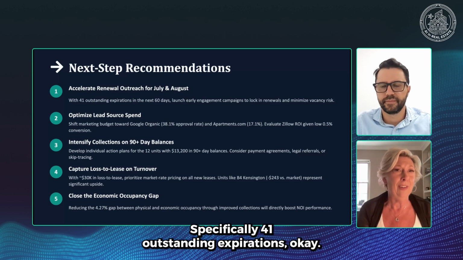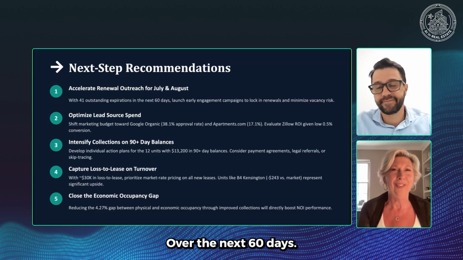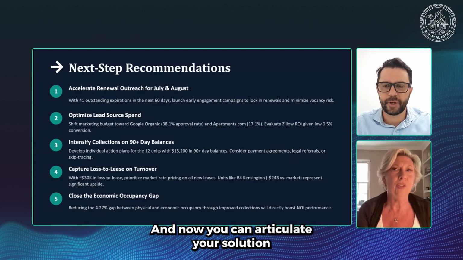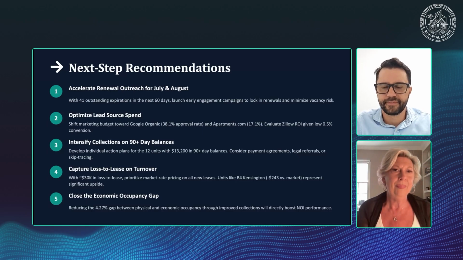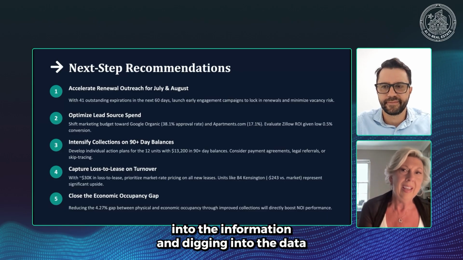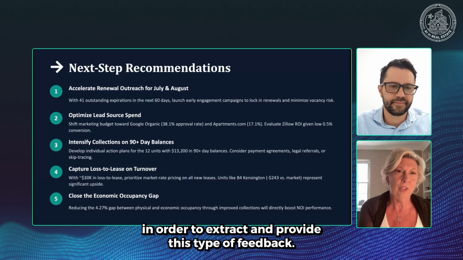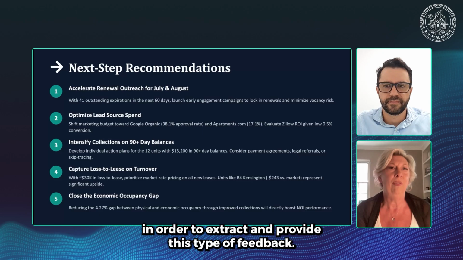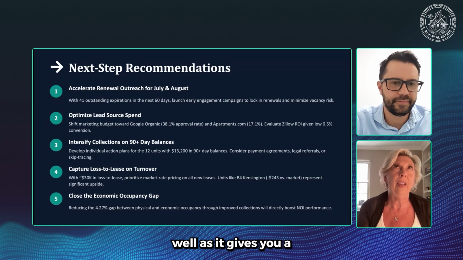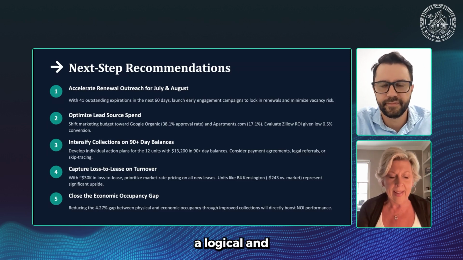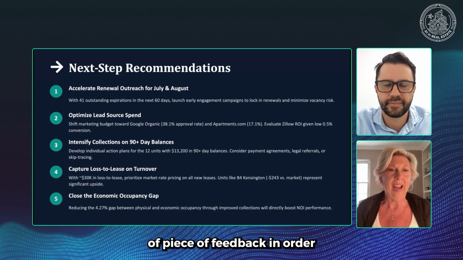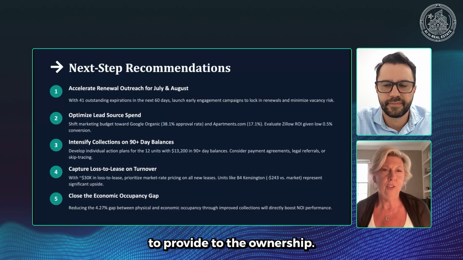Specifically, 41 outstanding expirations over the next 60 days. Now you clearly understand what your challenge is, and now you can articulate your solution, as opposed to spending a lot of time digging into the information and the data in order to extract and provide this type of feedback. So this is how it saves you so much time, as well as giving you a logical and non-biased piece of feedback to provide to the ownership.